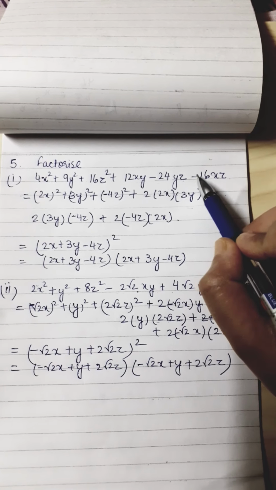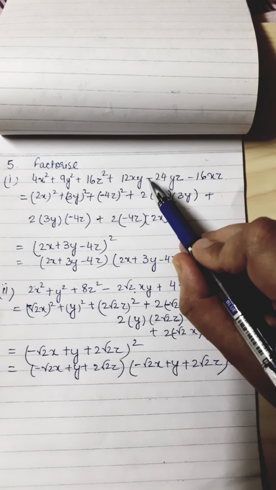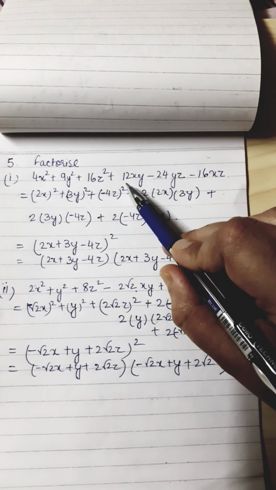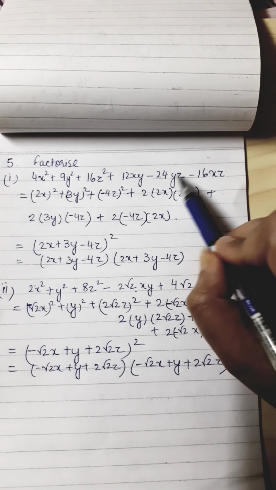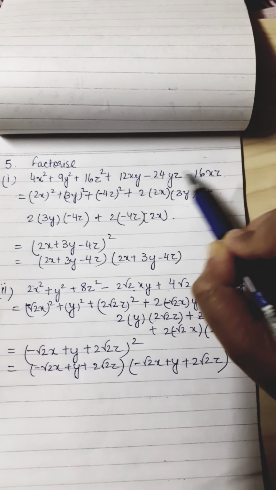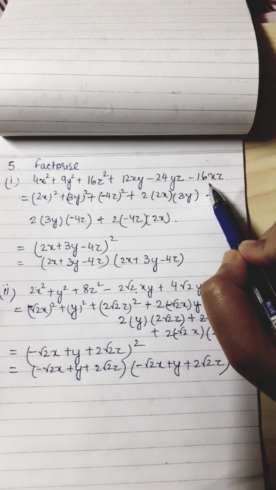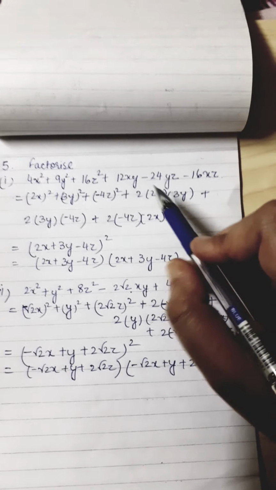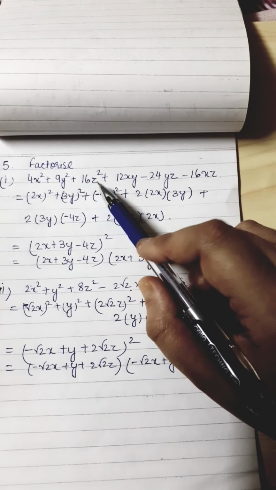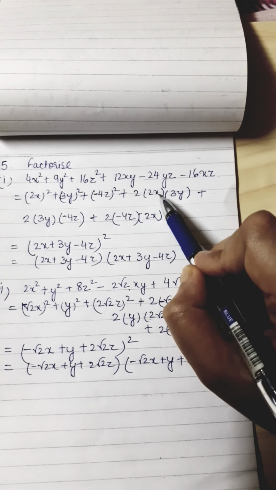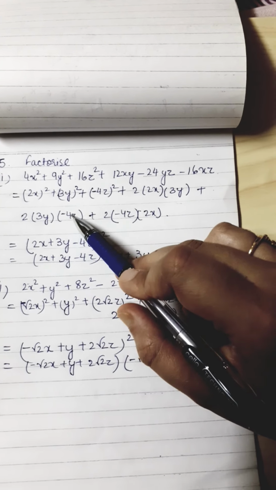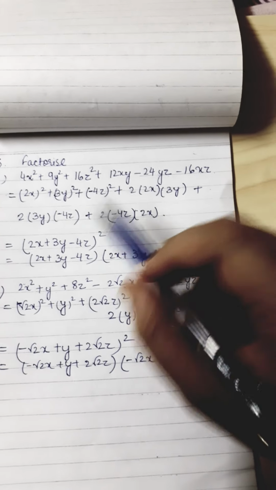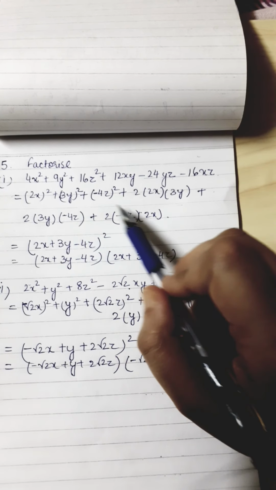and also there is a minus sign over here. So you have to see which terms are having the minus sign. Now x and y, these two terms are positive. Minus 24yz and minus 16xz. So the z term must be negative over here. That is why the minus sign is coming wherever the z term is coming. So that is why I have made this term a negative term. So 2 into 3y into minus 4z plus 2 into minus 4z into 2x. So I have expressed this entire expression in this form.